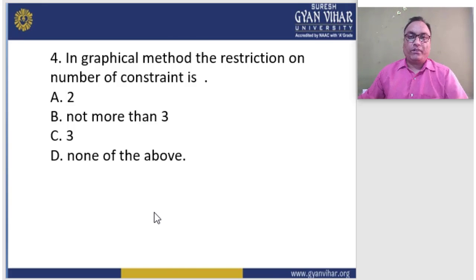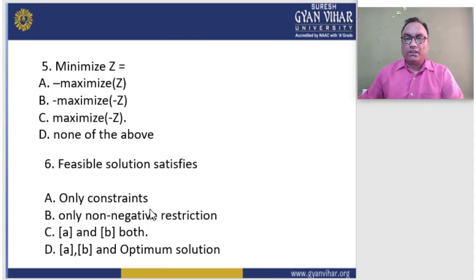This is problem number 5. For this problem number 5, minimize Z is equal to, what is the value of, here 4 options are given. First, maximize Z and minimize Z, maximize minus Z, and none of the above. So the correct answer, C is the correct answer. So it maximizes the Z also. And the feasible solution satisfies only the constraints, only non-negative restrictions, A and B both, A, B and optimal solution. So C is the right answer, A and B both, right?